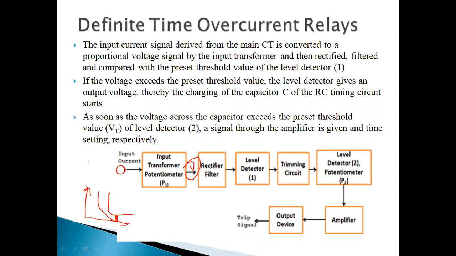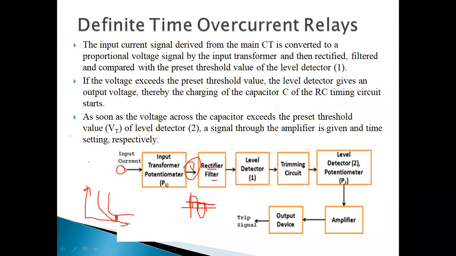Then this is rectified and filtered. Why is it rectified? It's because to compare these values, and this is AC, we require a DC supply, therefore we are rectifying this. When you rectify the AC you will get a rectified wave, and as there are harmonics, for getting a pure wave you should use filters here. So this is a rectifier and filter unit. Then its output is given to the level detector.